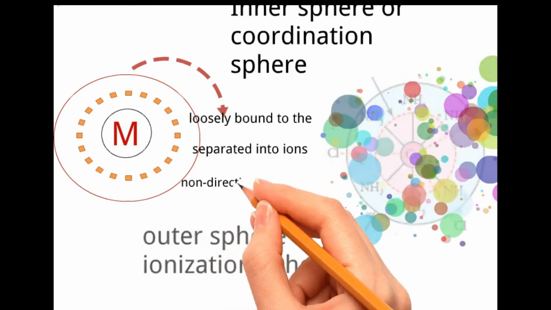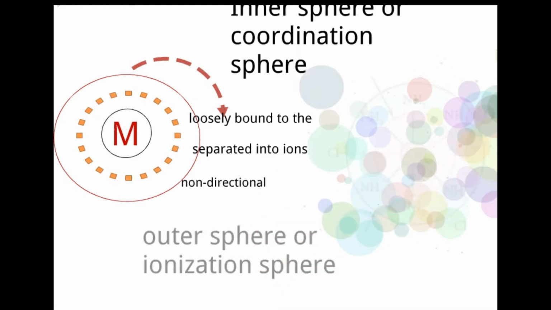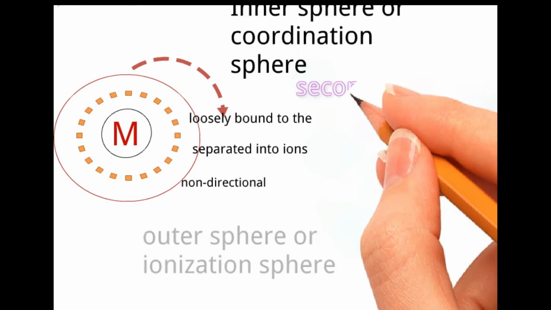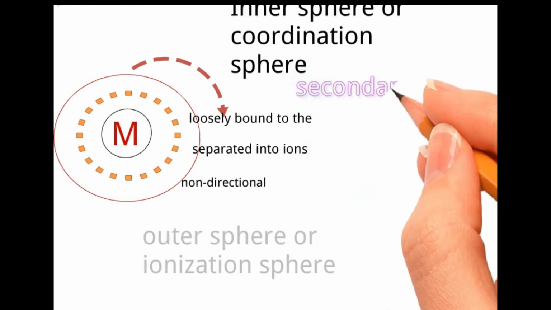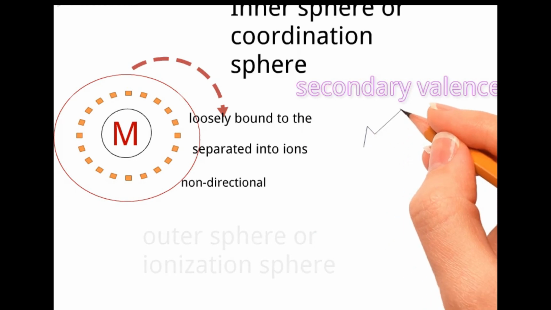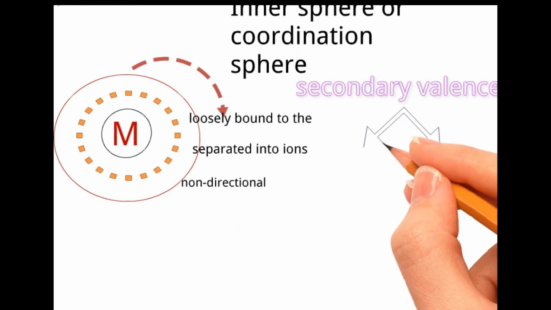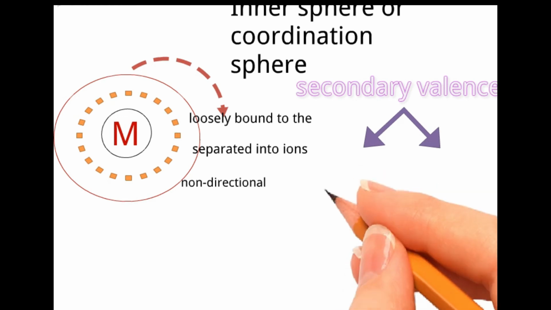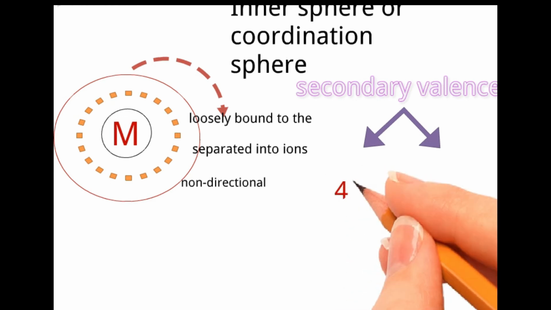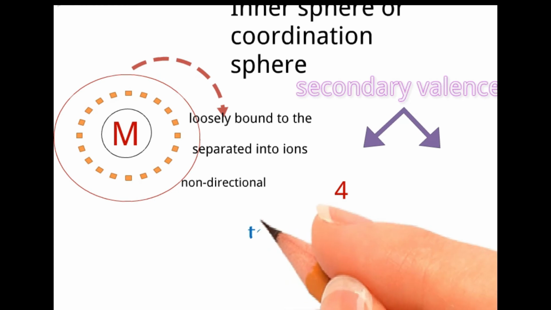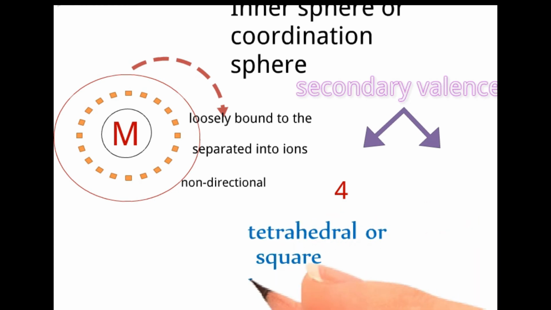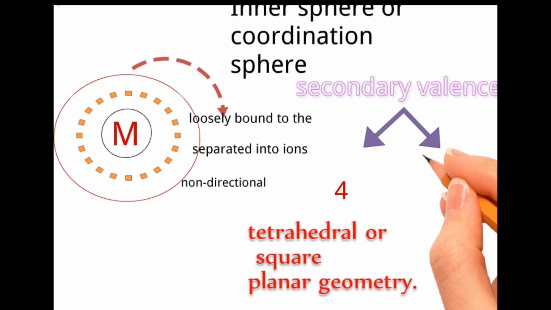But the secondary valencies are very stable. They are strongly attached with the central metal atom. They are not able to separate. So only the oxidation state, that means the counter ion or the primary valency ion, is involved in the reaction and ionized. Okay. So primary valencies are non-directional, secondary valencies are directional. For the secondary valency, two types exist. Secondary valency number 4 means tetrahedral or square planar geometry. 6 means an octahedral compound. Okay.